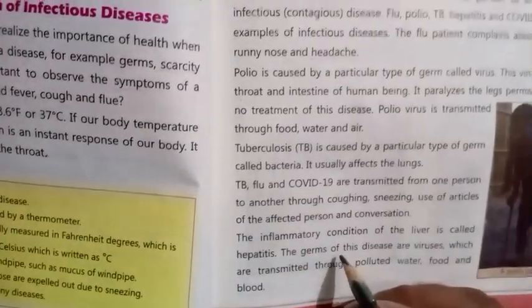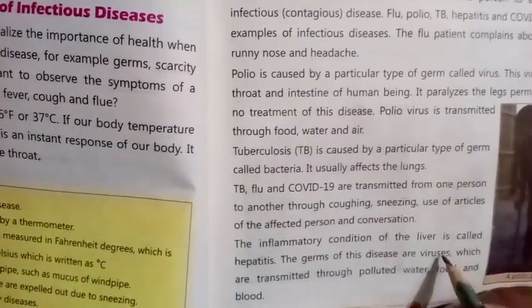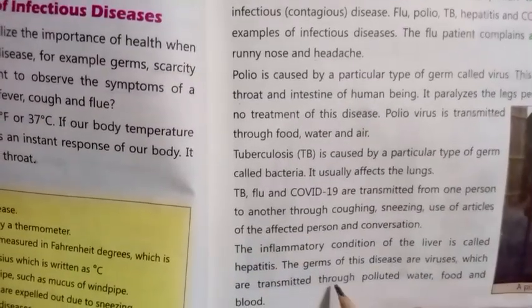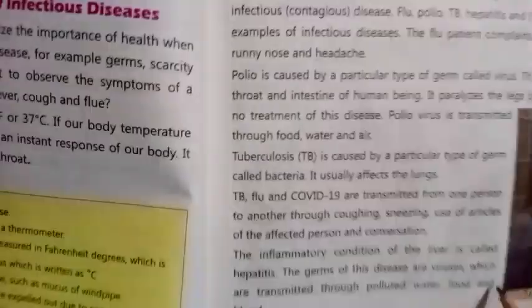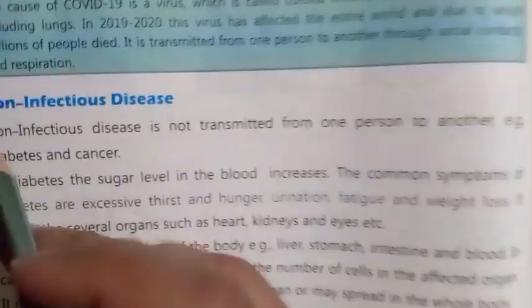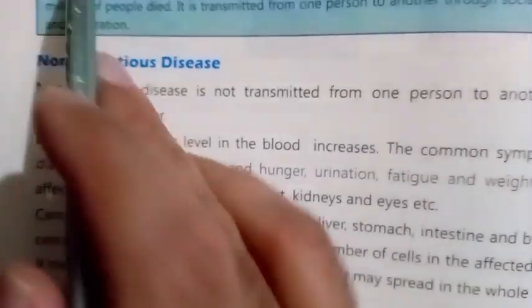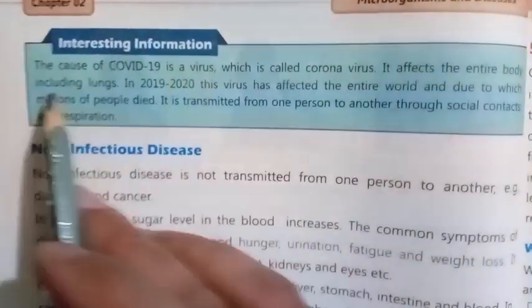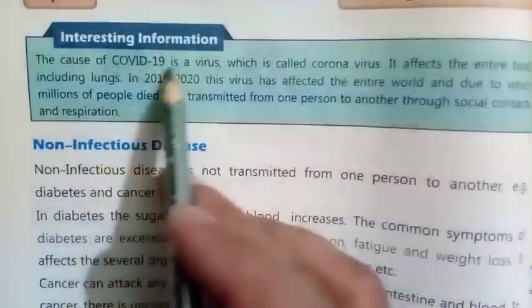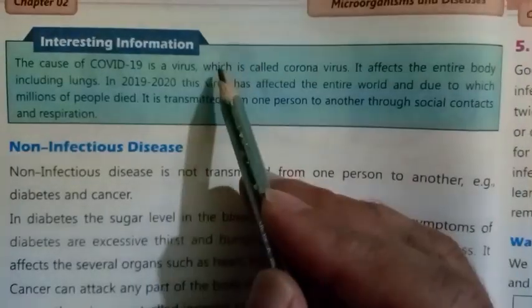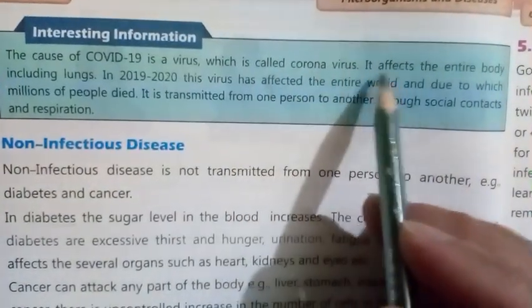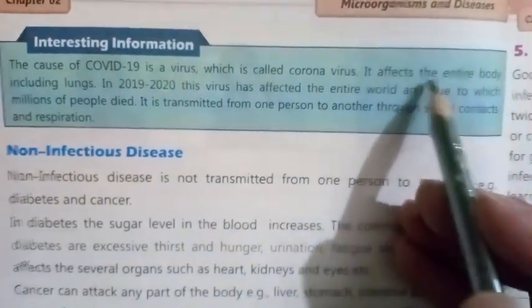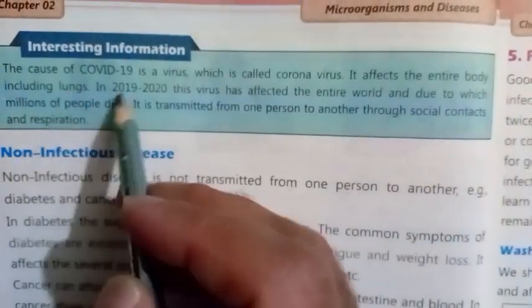The germs of this disease are viruses which are transmitted through polluted water, food, and blood. Interesting information. The cause of COVID-19 is a virus which is called coronavirus. It affects the entire body including lungs.